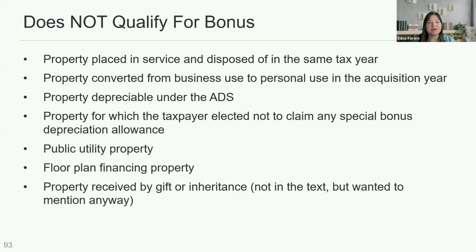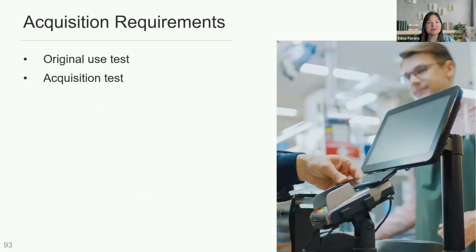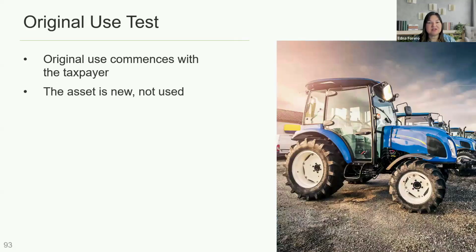All right, so acquisition requirements, you're going to look at the original use test and the acquisition test. Those two specific tests really look at the commencement of when the item was placed into service. It doesn't necessarily mean that it has to be brand new. At one point that was the case. However, we're looking now for it to be new to the taxpayer, meaning they didn't use it in the past and they are now placing it into service. So it could be new, but definitely new to you also exists as well.